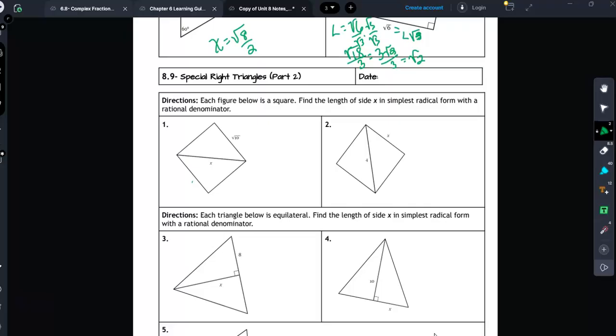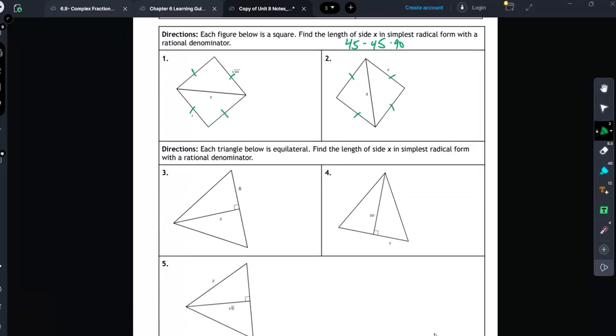Like she'll talk about it on the video, but these are squares. So you can mark all the sides equal, and you're dealing with the 45, 45, 90. When you come down here to 3, 4, and 5, this is talking about equilateral triangles. So all of these sides are equal. If the whole side is worth 16, then these are worth 16, and this is worth 8. This is dealing with a 30, 60, 90 triangle.